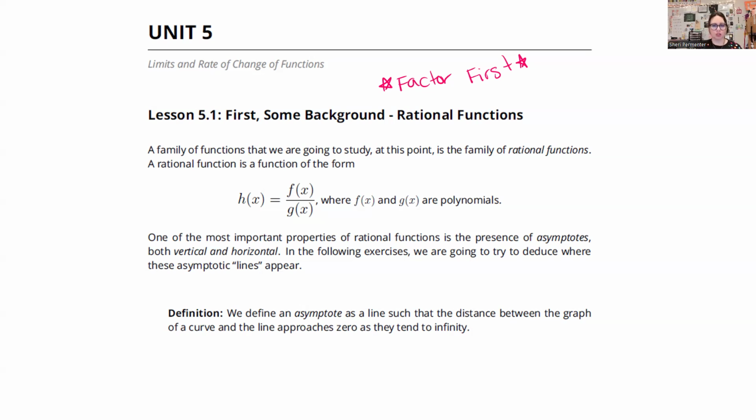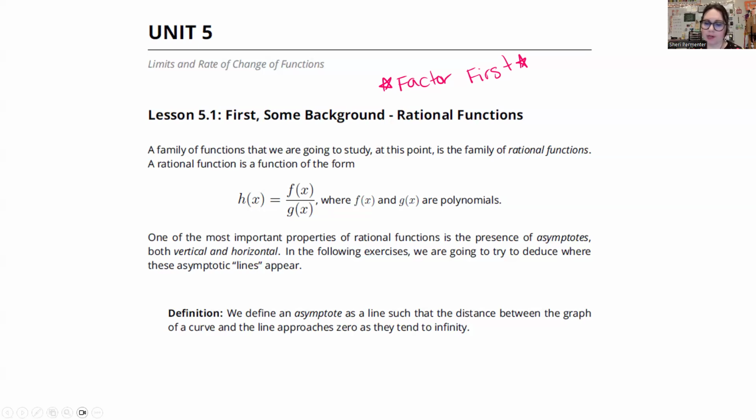exposed to rational functions. And rational, you can think of the word ratio, and so it's always going to be where you have x in the denominator. So it's almost like having two functions, where f of x and g of x are polynomials, and you divide polynomials and you get a rational function.